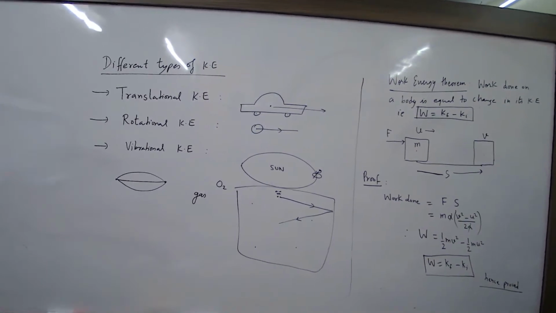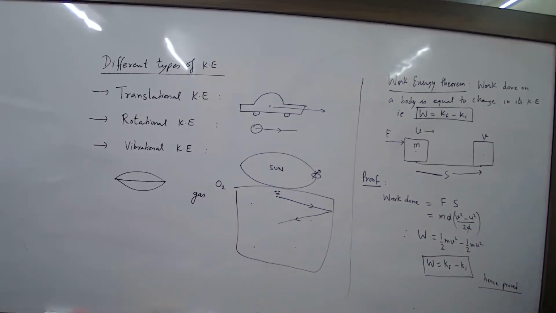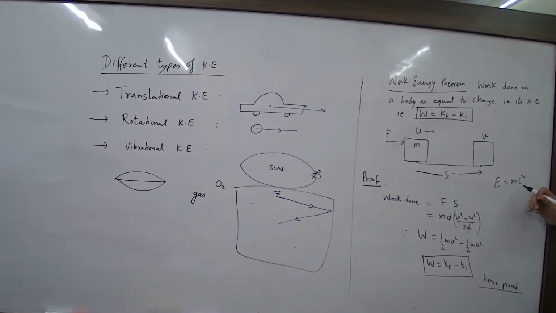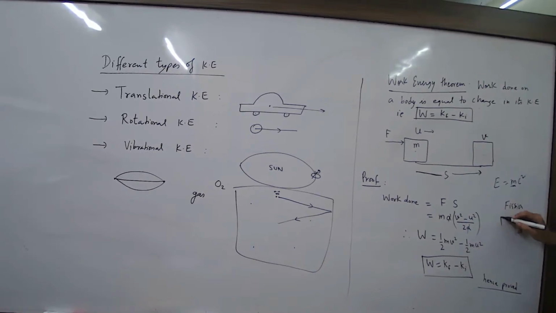Then what is nuclear energy? Nuclear energy is basically based on the formula Einstein gave, E equals mc squared. Mass itself can be thought of as energy. So there are nuclear phenomena like fission and fusion. Maybe we'll discuss them in the next class.